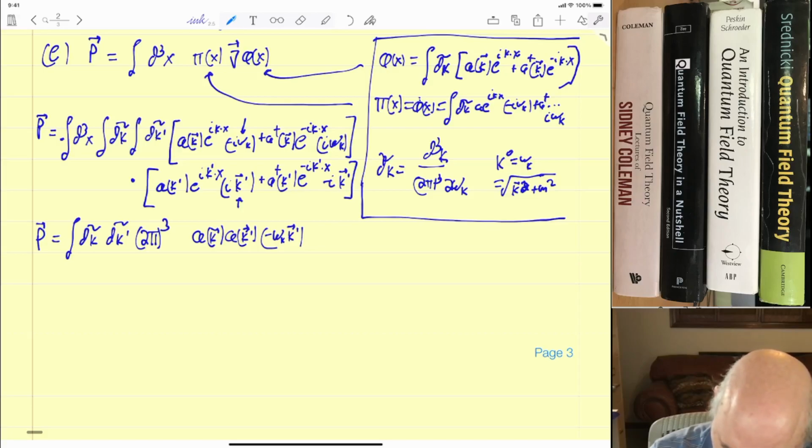We get the exponential for the time factor that we didn't evaluate, e to the minus i omega k plus omega k prime times t. You can see it's the same sign in the exponentials. And then we have the delta 3 of k plus k prime. Okay. I like to do the a's first, and then I like to do the a daggers first.